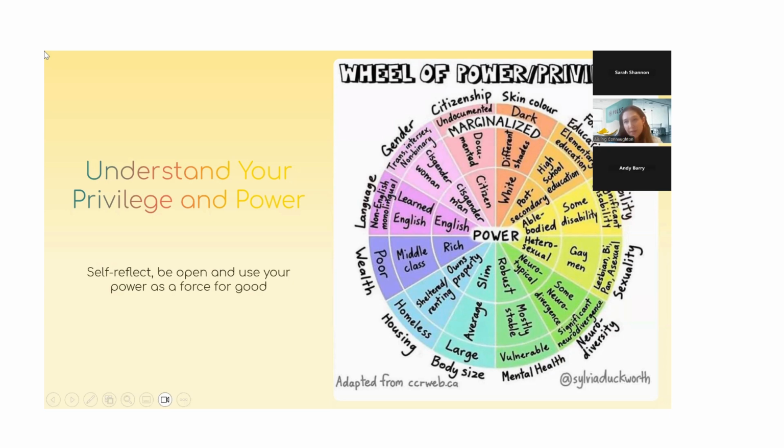So what is your skin color? What is your ability? What is your sexuality? Are you neurodiverse? What is your mental health? What is your body size? Are you housed? How wealthy are you? Do you speak English? What is your gender? So you can see the majority of the power sits in the center of this wheel.